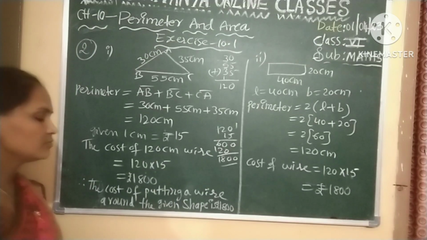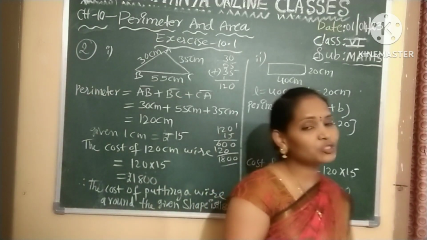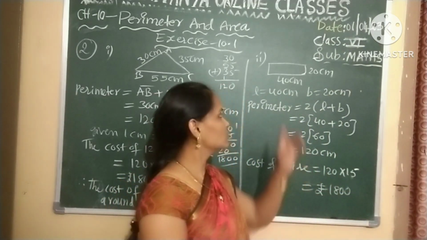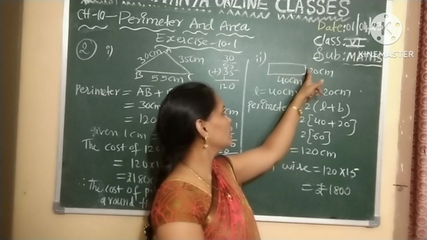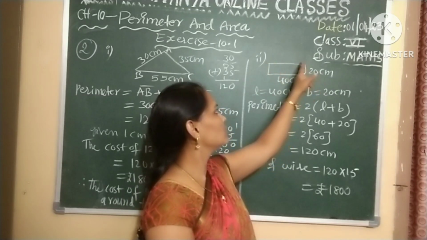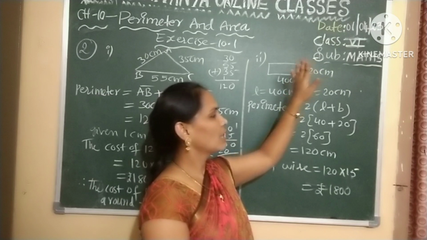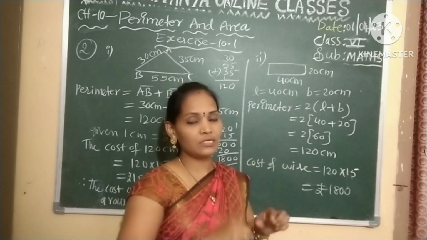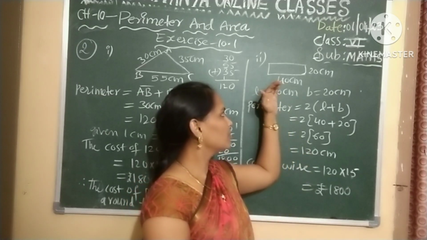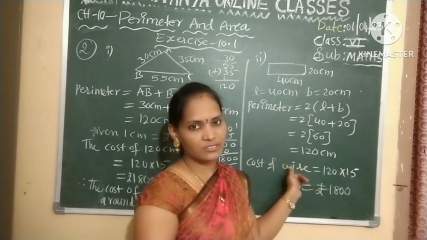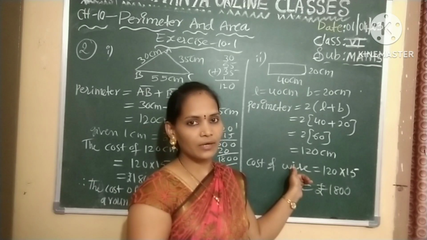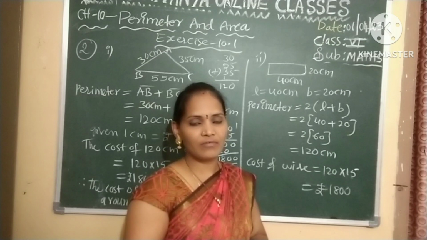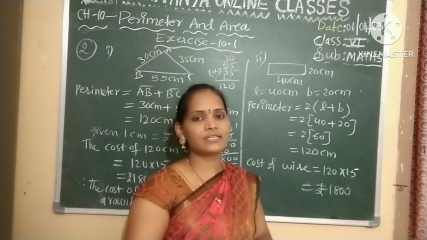Okay, next. Some students will get a doubt: why should we take only the boundaries, meaning putting a wire around the given shape? Why not the full shape? Actually fencing means we should keep it on the boundaries only. That is why, if you find the perimeter, then you can get the cost of fencing also. Inside space means area, which we do not need to find here, only the perimeter is enough.